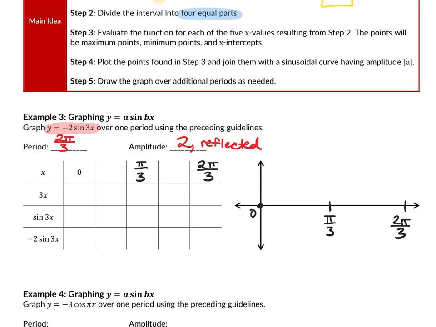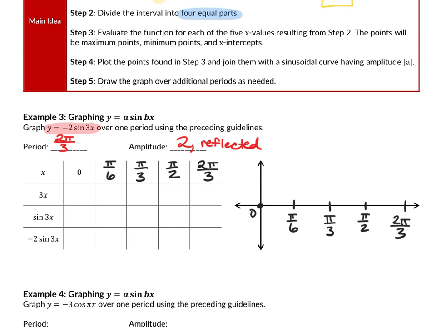I still need to have 2 more spots, so I'm going to put a halfway distance between 0 and pi over 3. What is that distance? Pi over 6, because half of pi over 3 is pi over 6. Now what would this tick mark be in between pi over 3 and 2 pi over 3? Pi over 2. Okay, we've got our table.